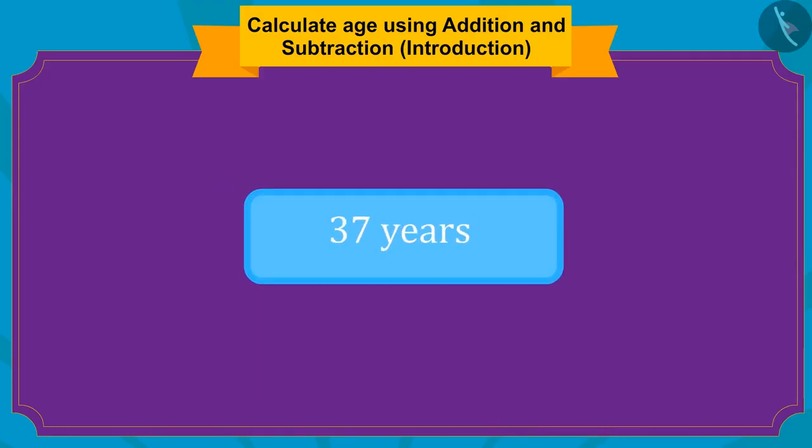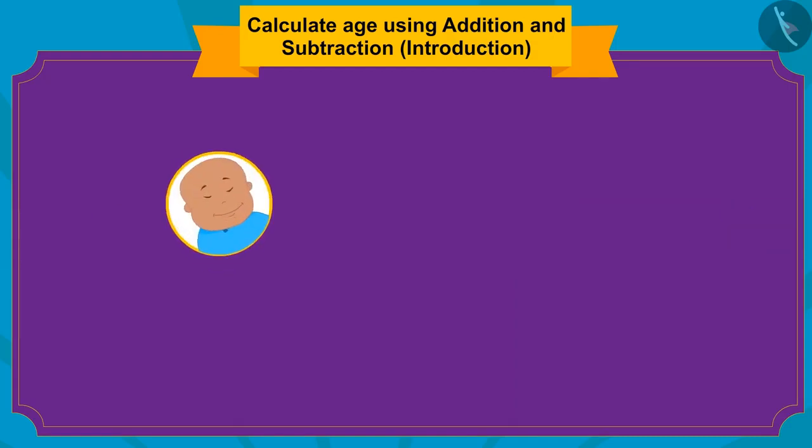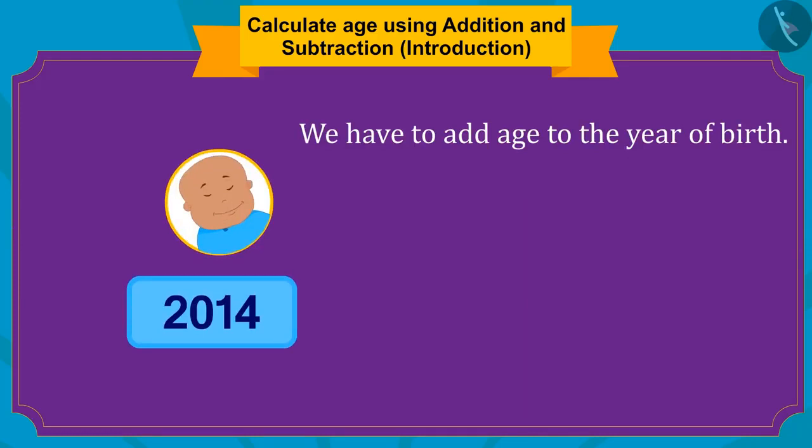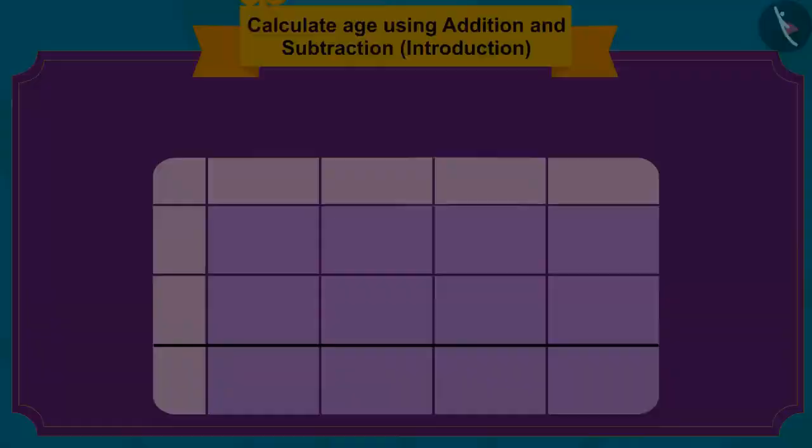Whenever we are given the age of a person and want to find out in which future year he will be of that age, then we only have to add that age to the year of his birth.